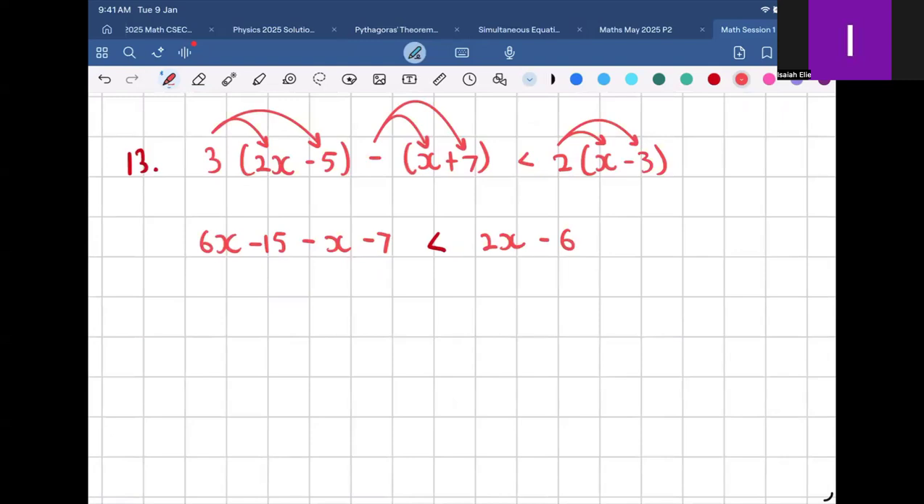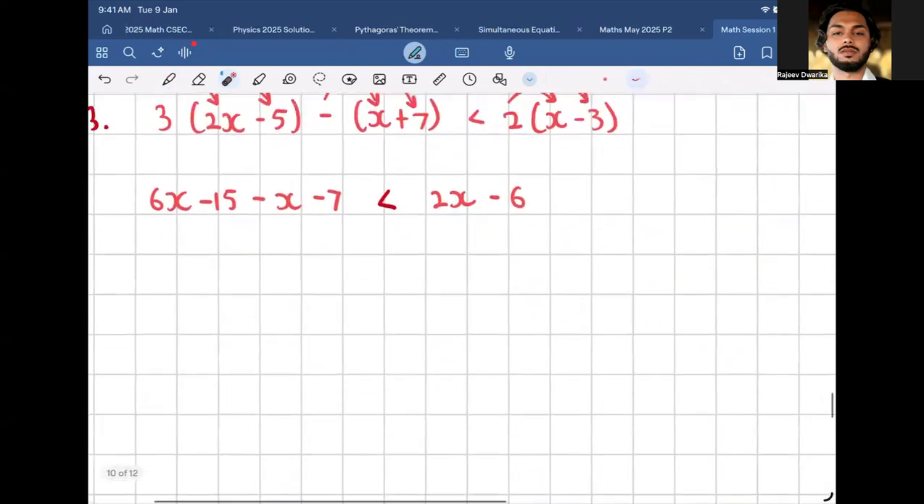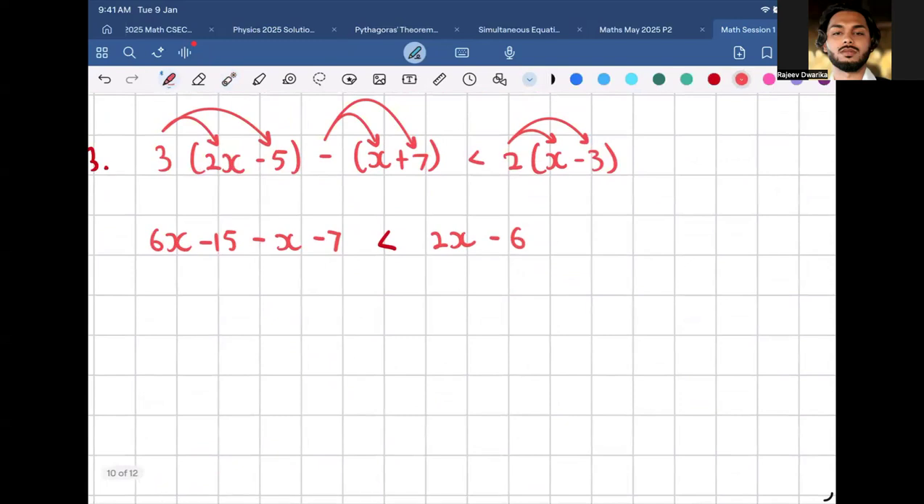Put the x's on one side first. Okay, so say no more. Before you do that though, you see now we have 6x and minus x, right? You also see that we're seeing minus 15 and minus 7. Let's handle that one time. So what is 6x minus x?